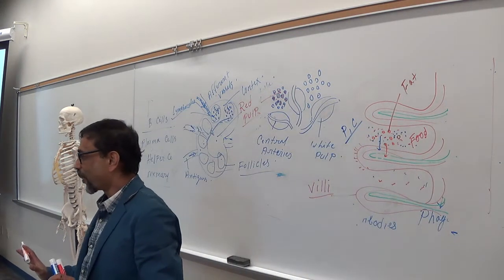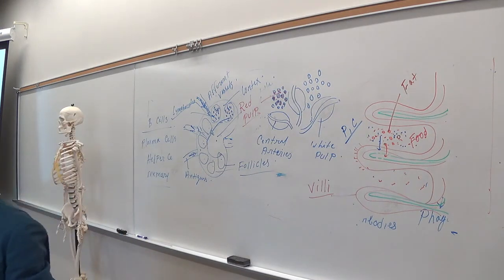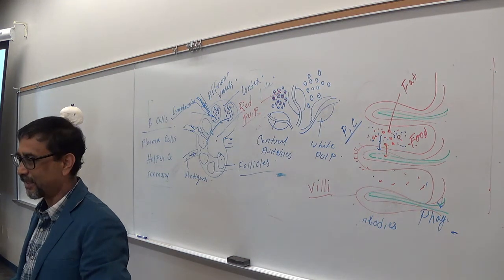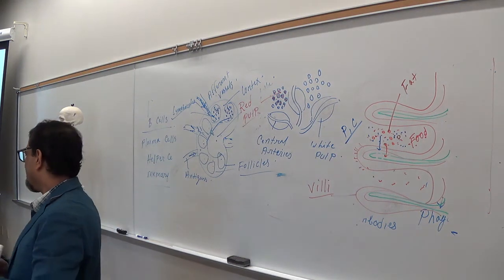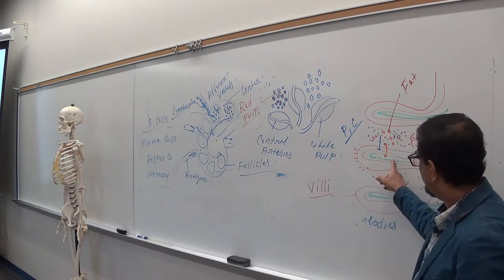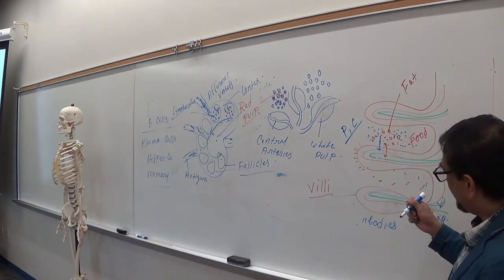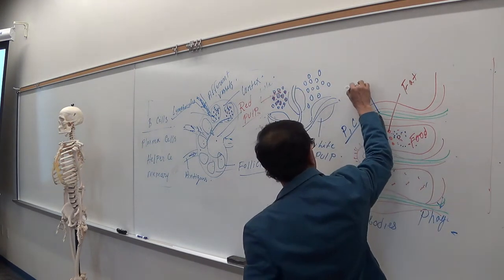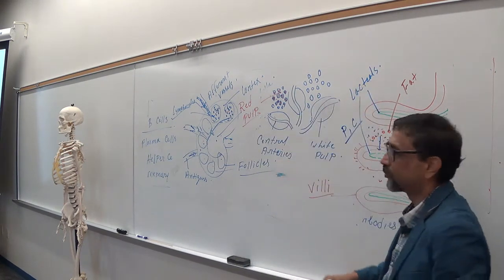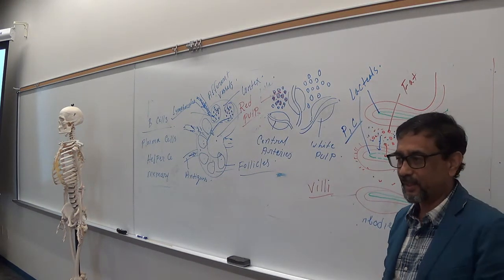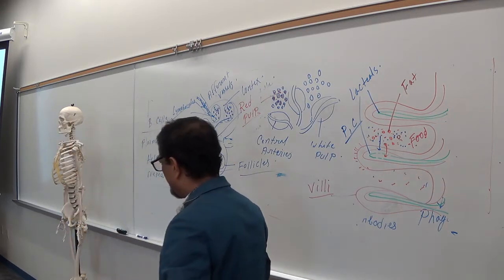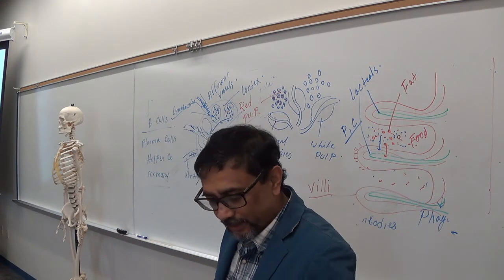Is it clear? So fat molecules enter into the lymphatic system, lymph capillaries. Okay, so that's how the nutrients are absorbed, and these lymph capillaries in the villi are called lacteals. Lacteals. Okay. Lymph capillaries in the intestinal villi or mucosa.